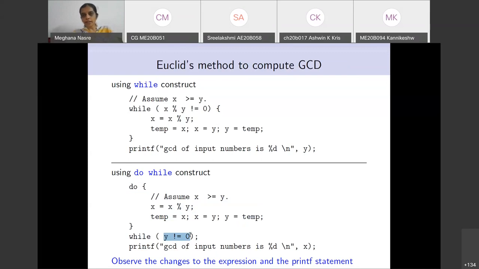Again, this is not the only way, but this is one of the ways to modify this program to use the do while loop. And note that the change is significant in terms of the way the variable that contains the GCD itself has changed.